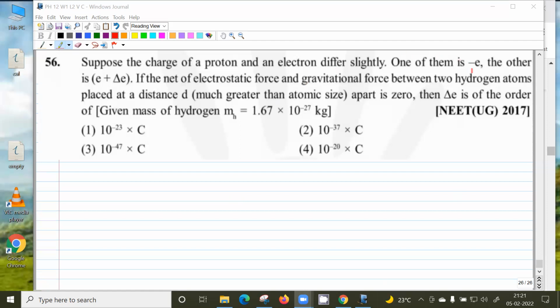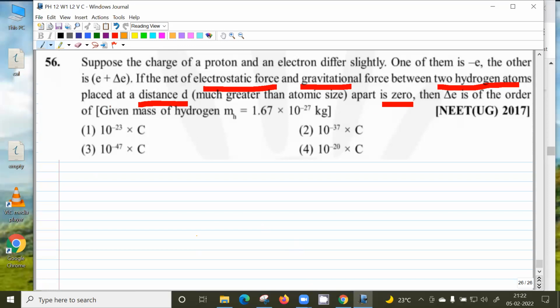So this is the electron. The positive proton has an extra charge. So between two hydrogen atoms placed a distance d apart, the net charge is 0. Then delta e is of the order of... So compare the electrostatic force and gravitational force between two hydrogen atoms separated by distance d. To try this problem, we have pen and paper. So the first step is to draw a diagram.